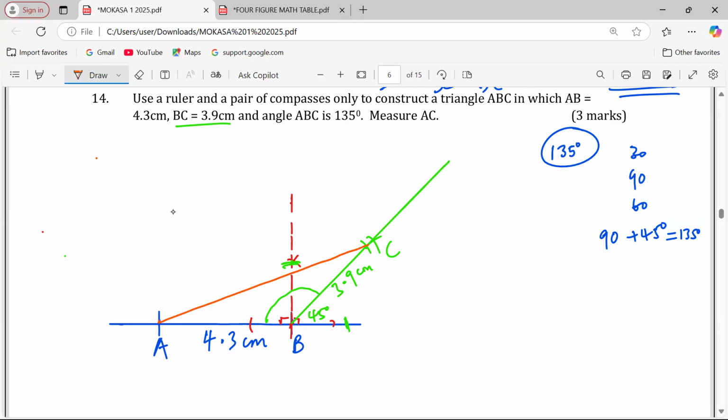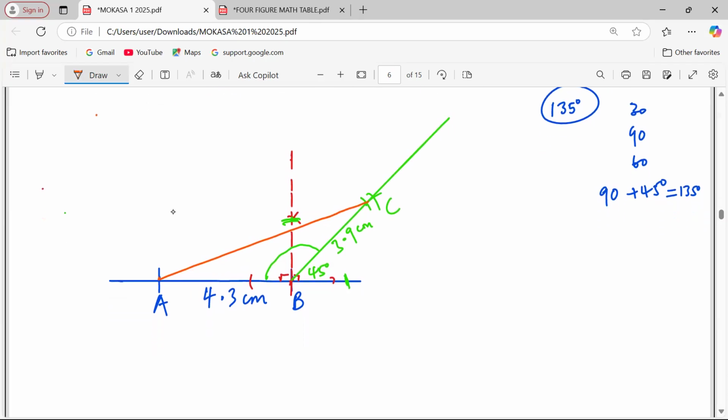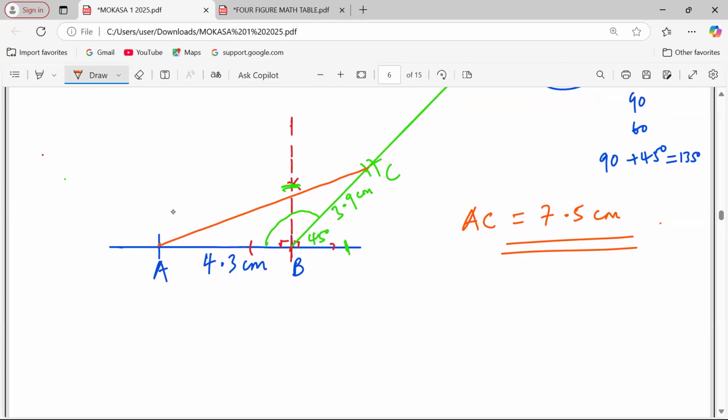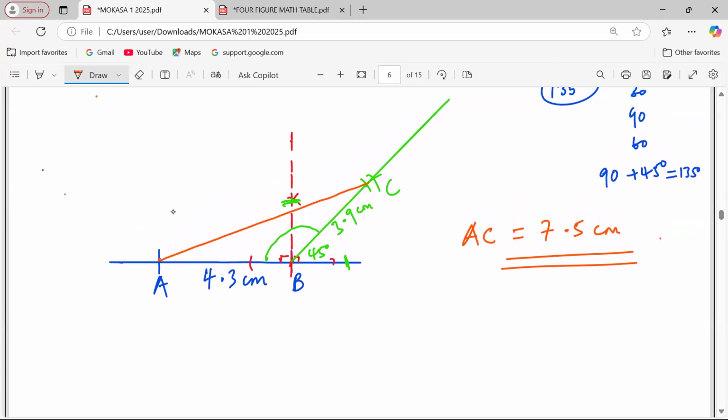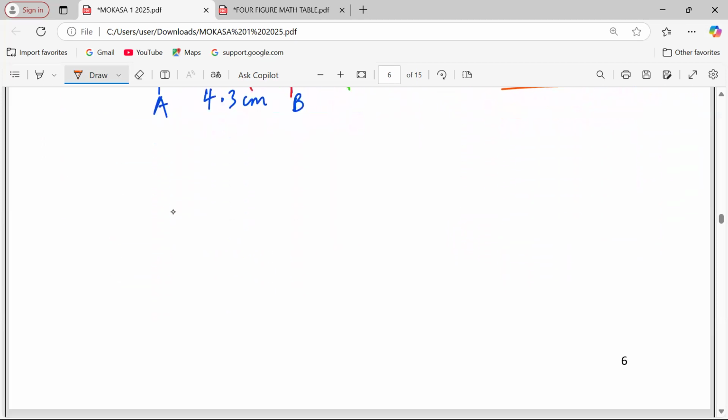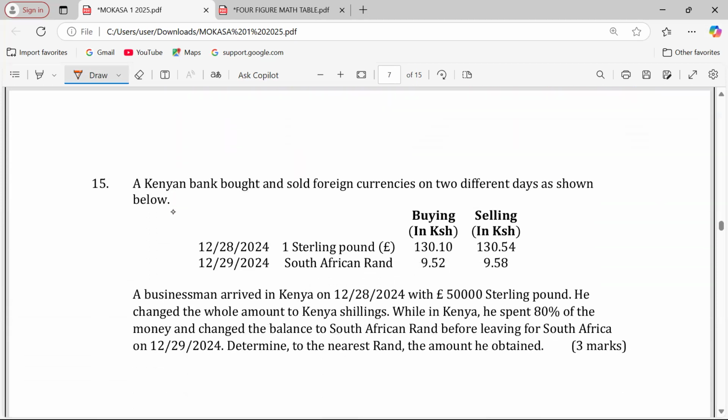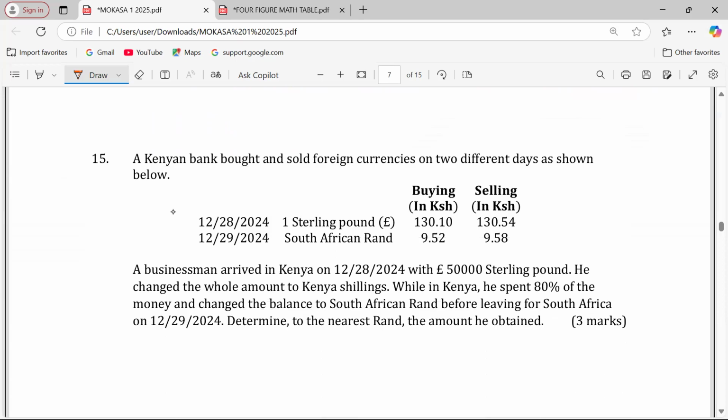Measure the length AC. Now, if you use the right instruments, you'll be getting AC to be 7.5 centimeters. If you make slight errors, you're not supposed to go beyond 7.6 or below 7.4, the recommended accuracies. So that is it. Let's check number 15, a question on commercial arithmetic, currency exchange rates.